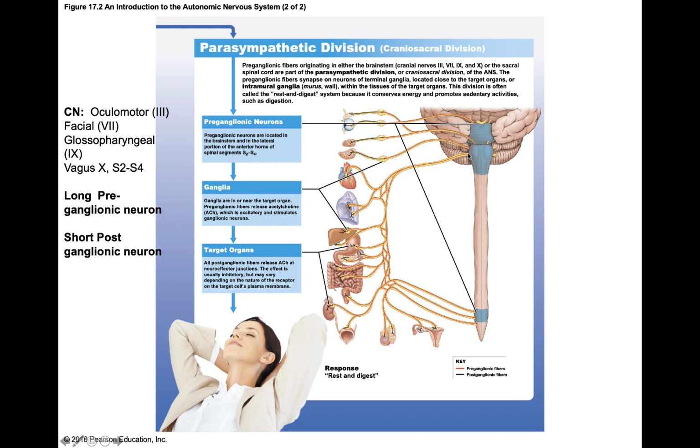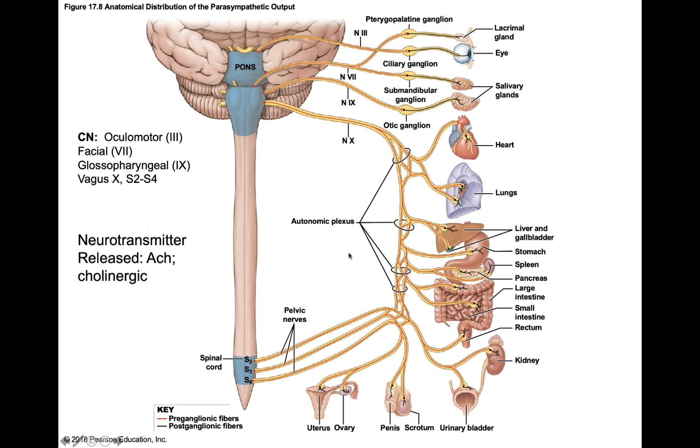So again, we have preganglion fiber, the ganglia, and the postganglion fibers that are going to the target organ. In this division, we have long preganglion fibers that are releasing acetylcholine, and then short postganglion fibers that are also releasing acetylcholine when they get to the target organ. So acetylcholine here, and then the acetylcholine at the target organ. Here we have the same picture, just a little bit more detail. So again, cranial nerves that are coming off of the brainstem are oculomotor, facial, glossopharyngeal, vagus.